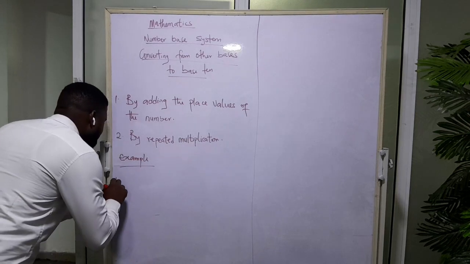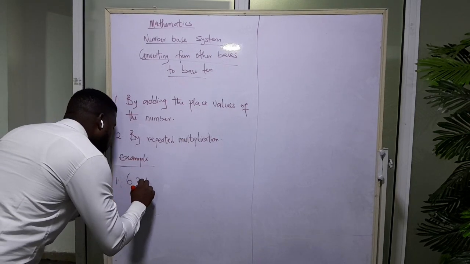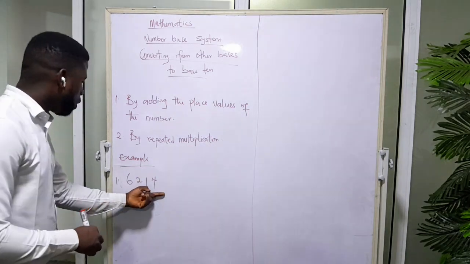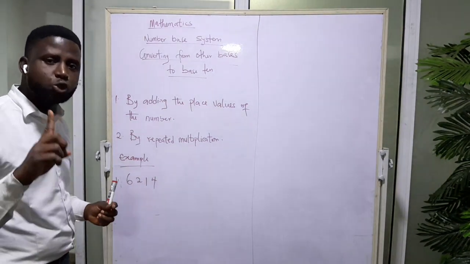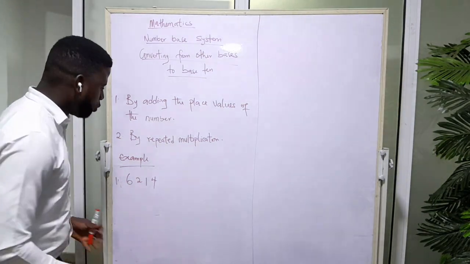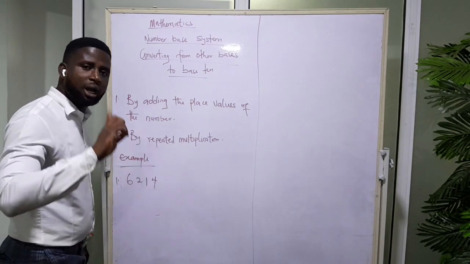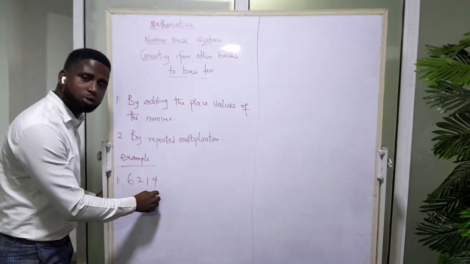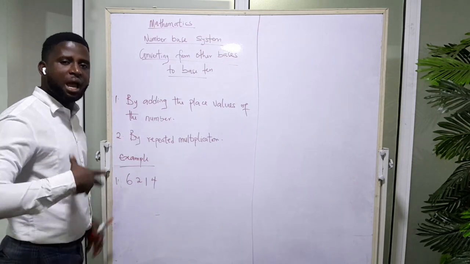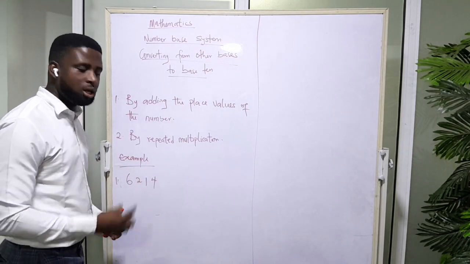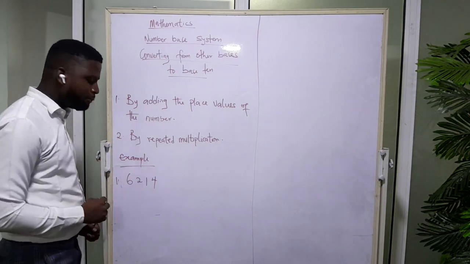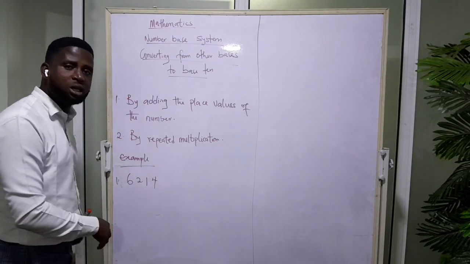Consider the number 6214. In order to get the place values of this number, the first thing to note is what base the number is in. Remember, in our last class I stated that if the base is not noted, then the number is in base 10. However, if it's in any other base apart from base 10, the base number must be indicated as a subscript of that number. So we know that 6214 is in base 10.